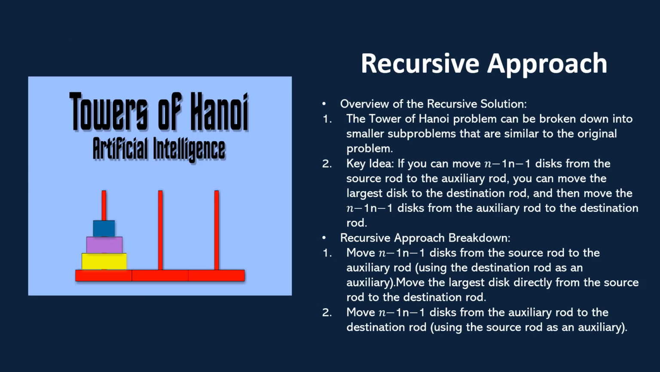The Tower of Hanoi is a great example of using recursion to solve complex problems. The key idea in the recursive solution is that we can break the problem into smaller, similar subproblems. Here's the approach. First, move the top n-1 disks from the source rod to the auxiliary rod. Second, move the largest disk n directly from the source rod to the destination rod. Third, finally move the n-1 disks from the auxiliary rod to the destination rod. This recursive breakdown allows us to tackle each part of the problem in manageable steps, illustrating the power of recursion.